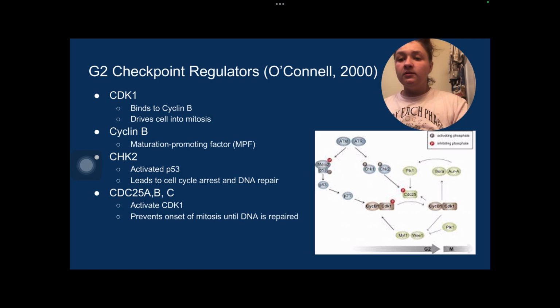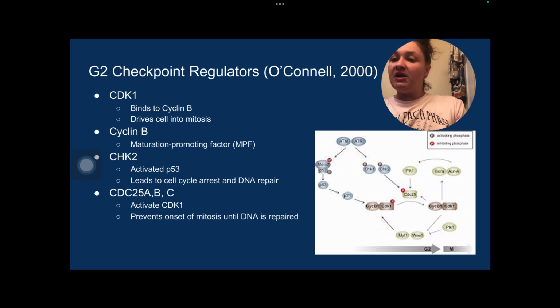Wee1 is a kinase that negatively regulates the G2 to mitosis transition by phosphorylating CDK1 on tyrosine 15, thereby inhibiting its activity. This phosphorylation prevents premature entry into mitosis, whereas CDC25 is a phosphatase that activates CDK1 by removing the inhibitory phosphate group added by Wee1. This dephosphorylation is a crucial step in promoting the G2 to M transition and the initiation of mitosis.